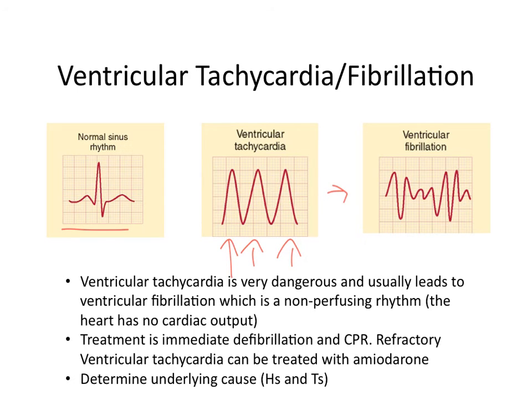Stable ventricular tachycardia, that means ventricular tachycardia where the patient maintains his blood pressure, may be treated by infusing amiodarone 150 milligrams over 10 minutes. Ventricular fibrillation, however, should be addressed by immediate defibrillation and CPR.